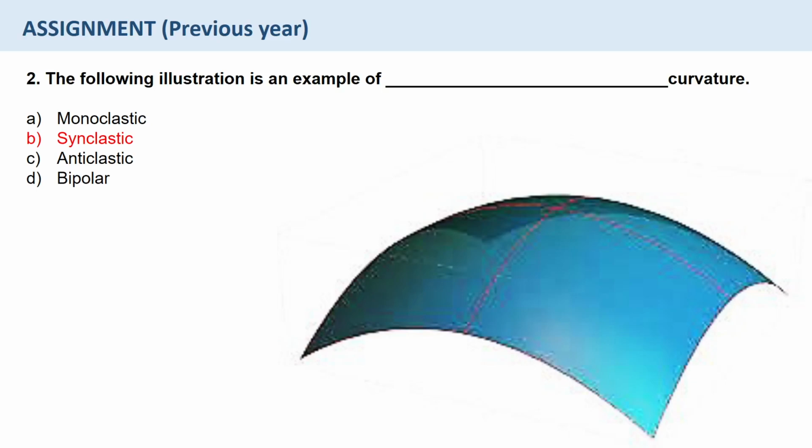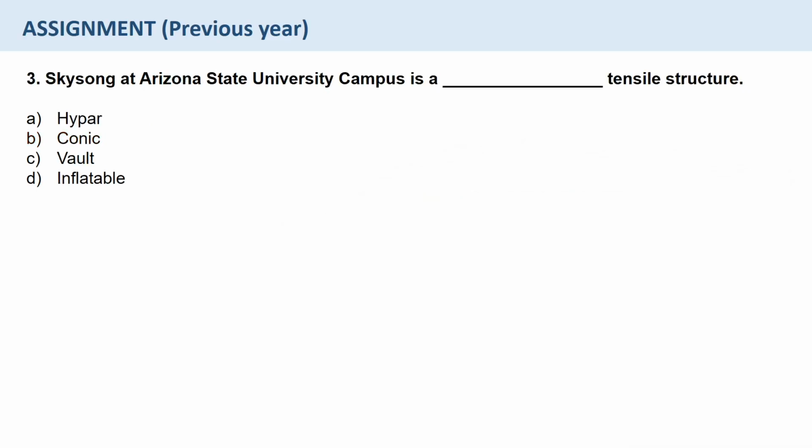Question number 3. SkySong at Arizona State University campus is a dash tensile structure: high bar, conic, vault, or inflatable. So SkySong is a mixed-use project which consists of 1.2 million square feet of office, research and retail space and a hotel conference center. The architects were FTL Design Engineering Studio. The area is 4645 square meters and the manufacturers were Fabritech Structures.